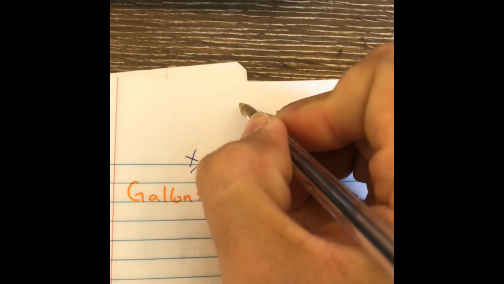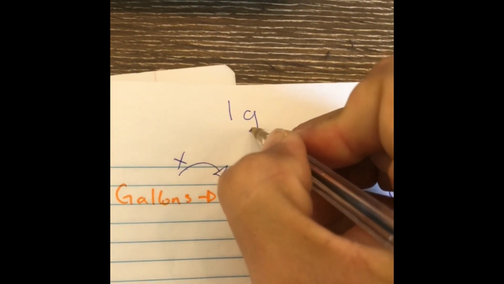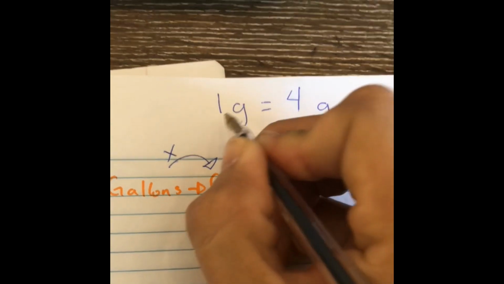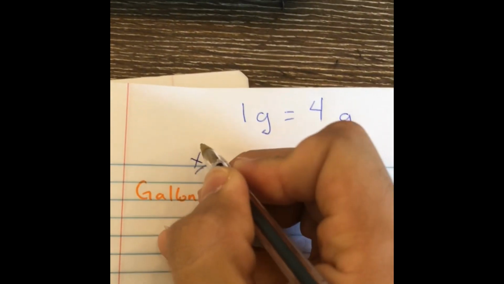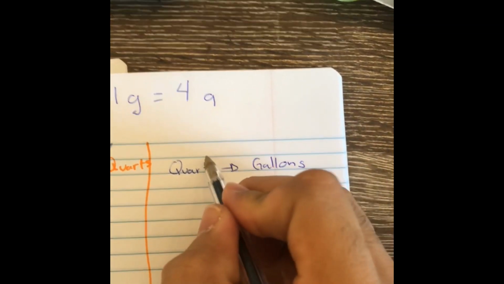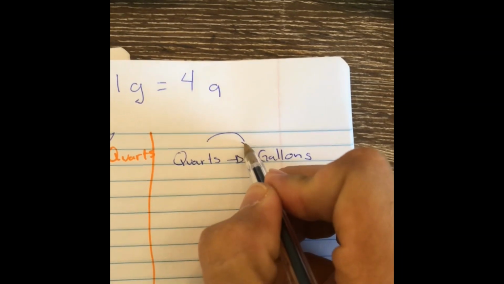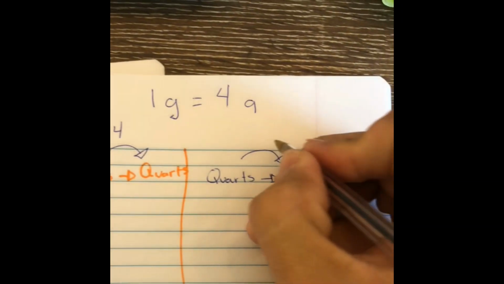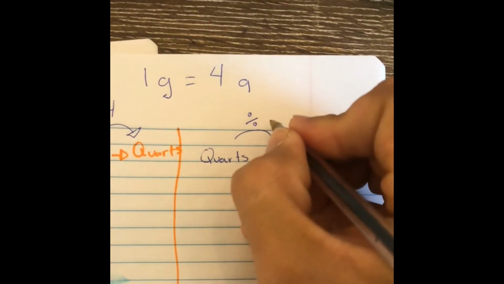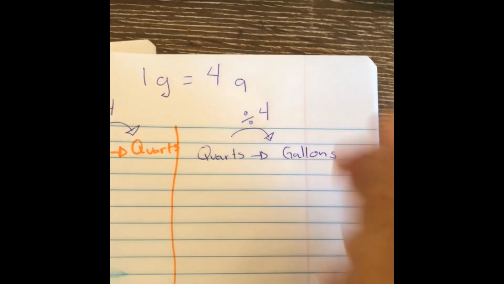Remember, 1 gallon equals 4 quarts. That's a G and that's a Q. So we multiply by 4. But because today is opposite, we're going to go from quarts into gallons. The opposite of multiplication is division. What you divide by is still the relationship, so you still divide by 4.